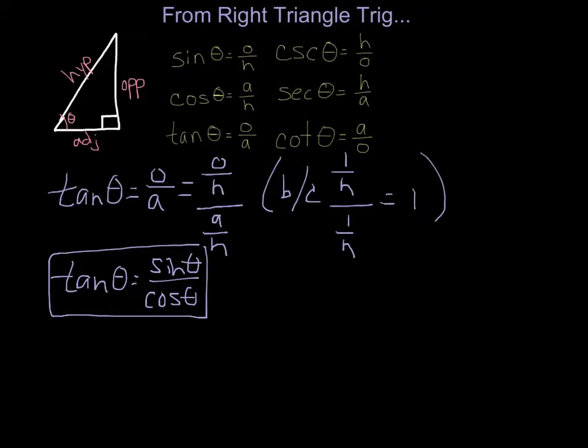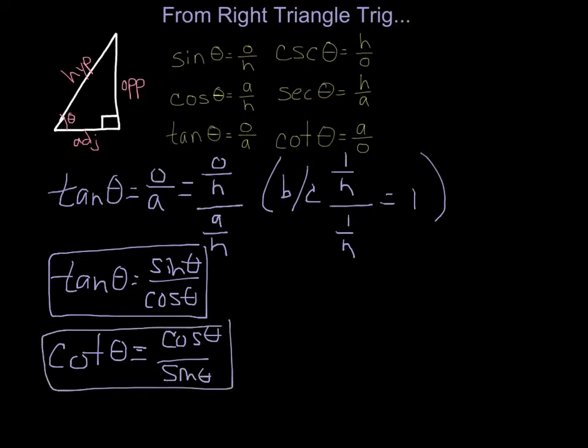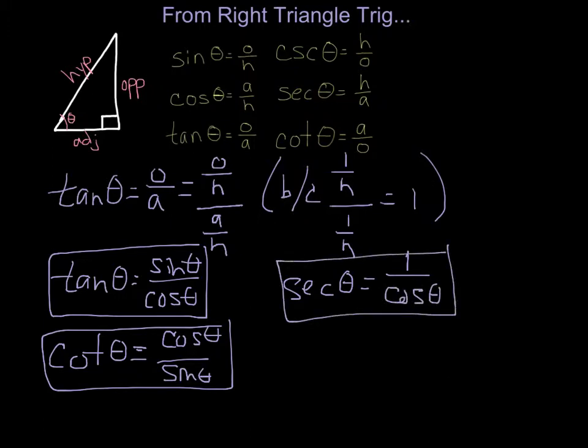Now, because cotangent is just the reciprocal of tangent, I also know that cotangent of theta is cosine theta divided by sine theta. And just using reciprocals again, I also know that secant theta is 1 over cosine theta, or 1 divided by cosine theta. And finally, cosecant theta is the reciprocal of sine, so it is 1 divided by sine theta.